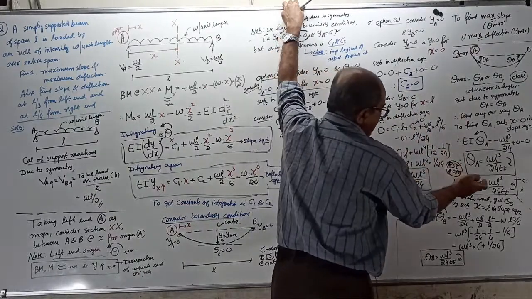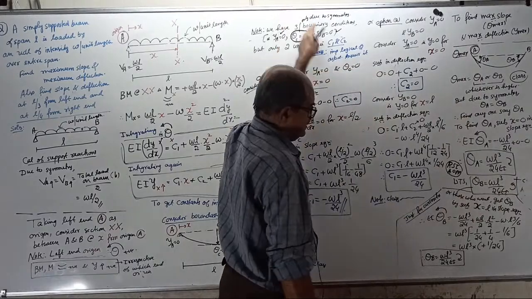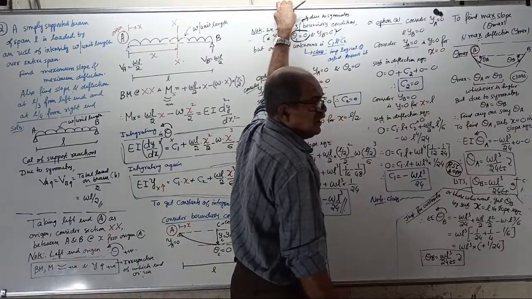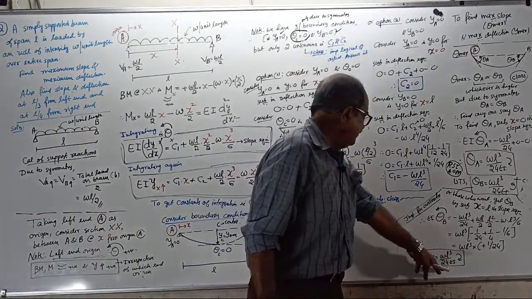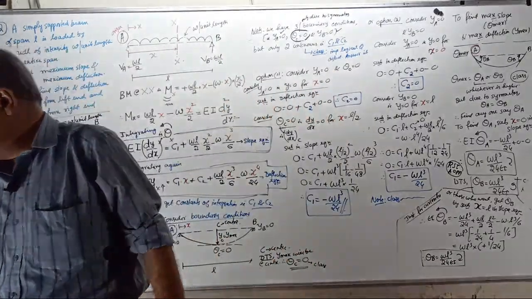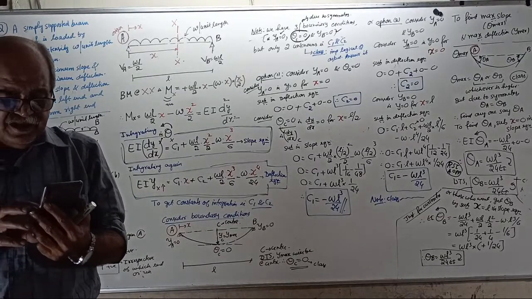Or, just for curiosity, do one thing: don't use symmetry. To find theta B, put x equal to L in the slope equation. See, I got the answer plus WL cube by 24 EI, anti-clockwise positive. Therefore theta B is WL cube by 24 EI. So far, fully clear?